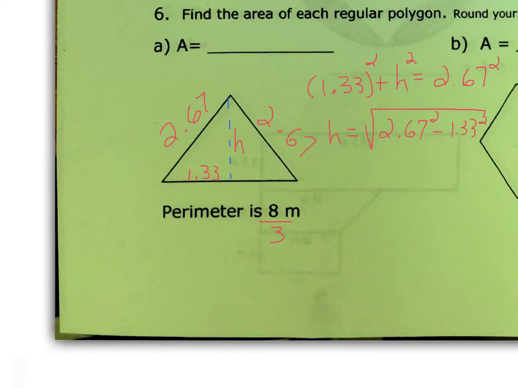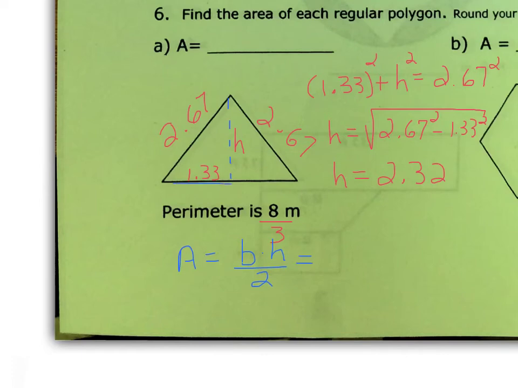Square root of 2.67 squared minus 1.33 squared. So then the height is 2.32 when you round it to the hundredths place. Okay, so now that we have the height, let's just put that into the formula for the area of the triangle, which is base times height divided by 2.